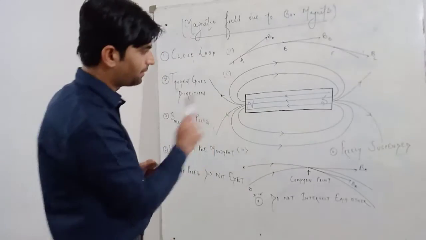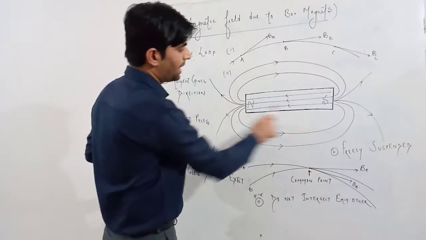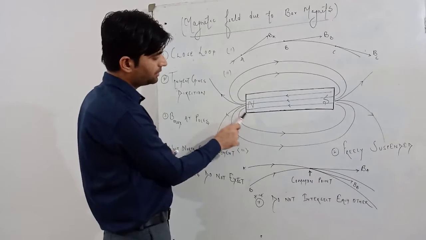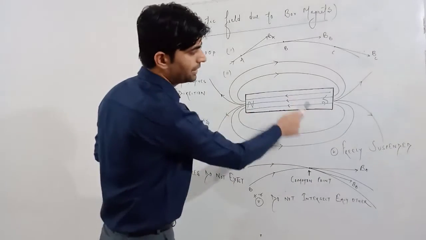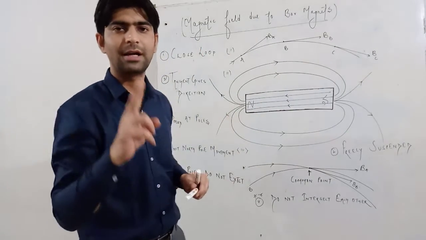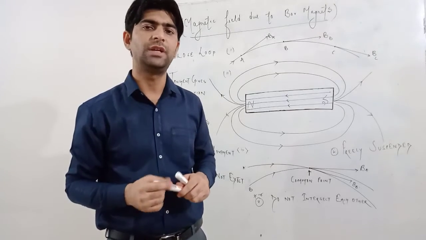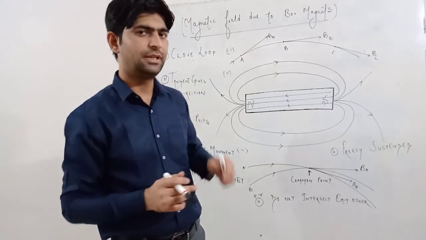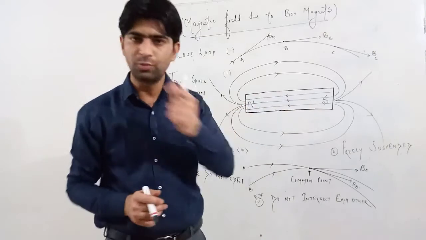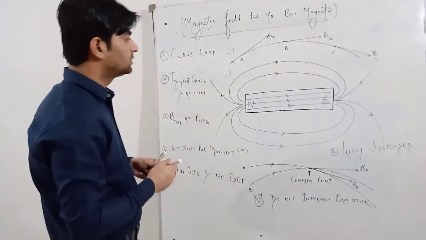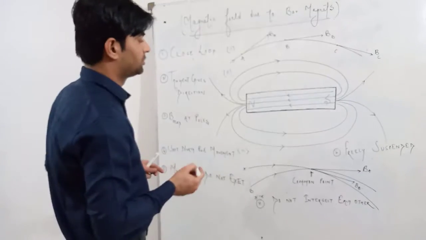If you see this diagram, this is a bar magnet. I have marked north pole here and south pole here. The bar magnet has two poles of equal and opposite strength. We call them north pole and south pole. We have studied this in class 8 also earlier.